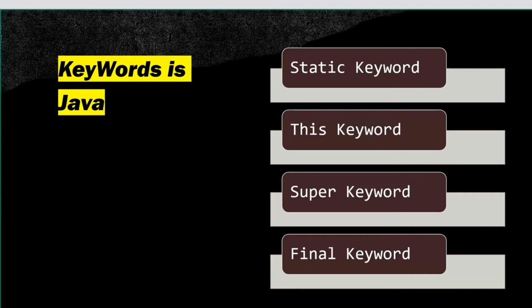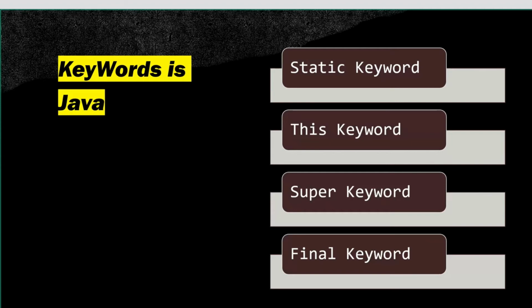Okay. Once static is done, we'll move ahead with the this keyword. What is the this keyword? If you want to refer to the current class members, the current class members can be your constructor, method, or variable. So how can you access one member from another? How can you call one method from another? How do you call one constructor from another?